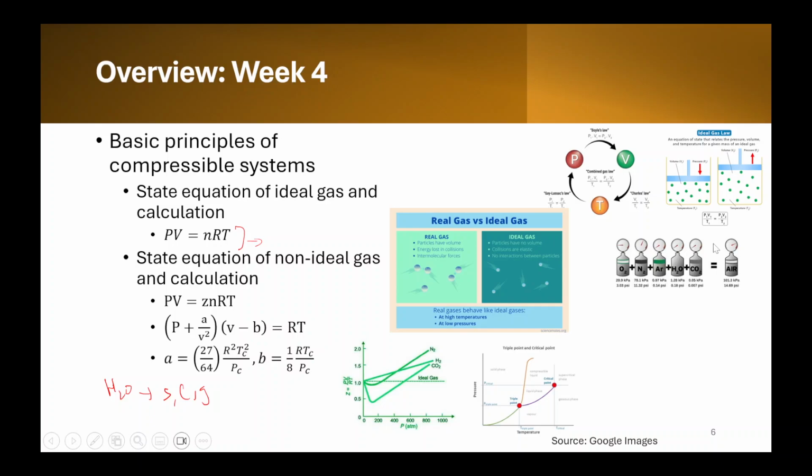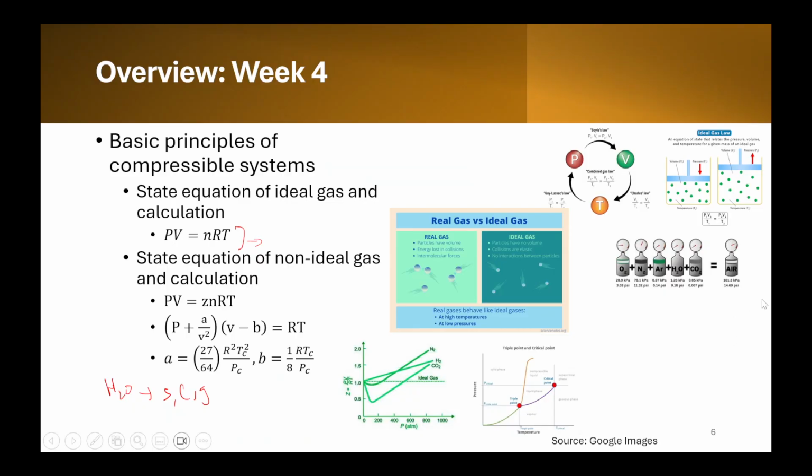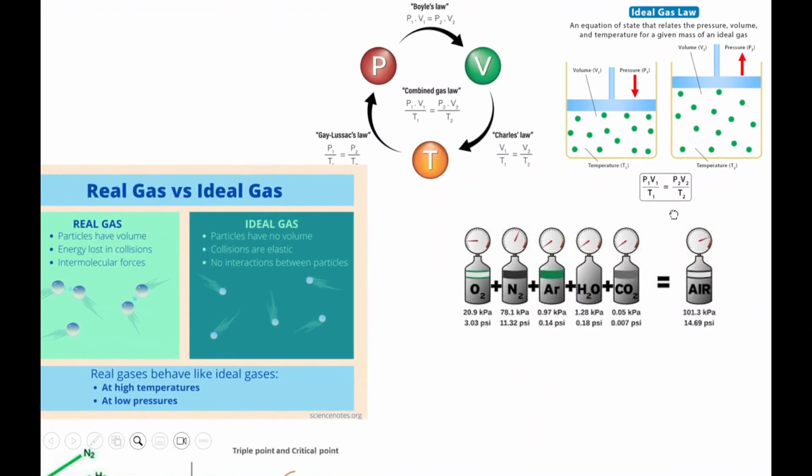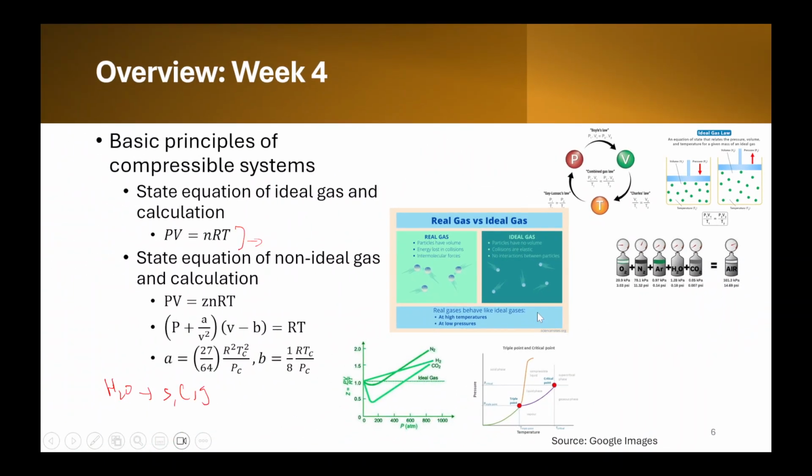Also, apart from the ideal gas laws, we looked at Dalton's law. So basically, the sum of the partial pressures of all the constituents in a mixture of gases is equal to the total pressure.